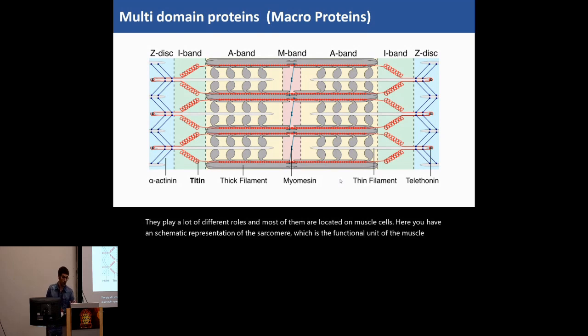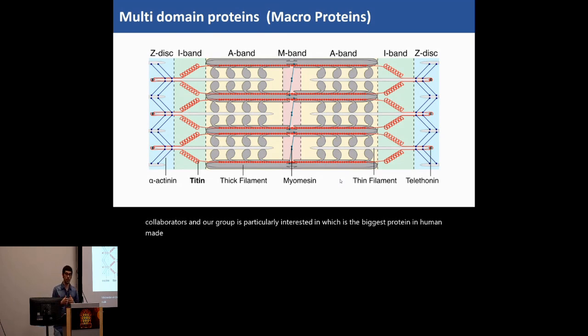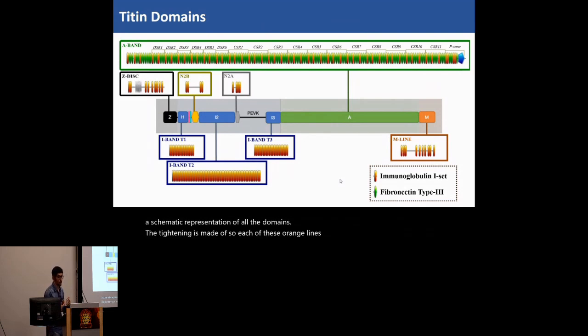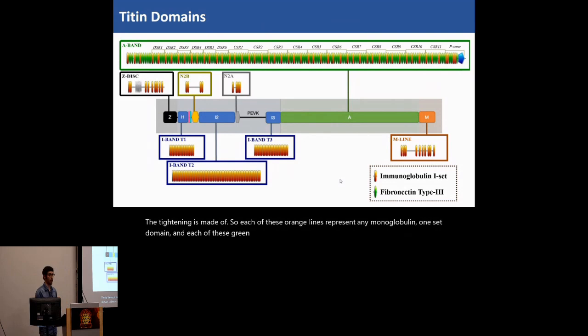And here you have highlighted one protein in red, titin, which is a protein that our experimental collaborators and our group are particularly interested in, which is the biggest protein in human, made of 35,000 amino acids. And to give a feeling of how big titin really is, here is a schematic representation of all the domains that titin is made of. Each of these orange lines represents an immunoglobulin I-set domain, and each of these green lines represents a fibronectin type 3 domain. So it's a really massive protein.